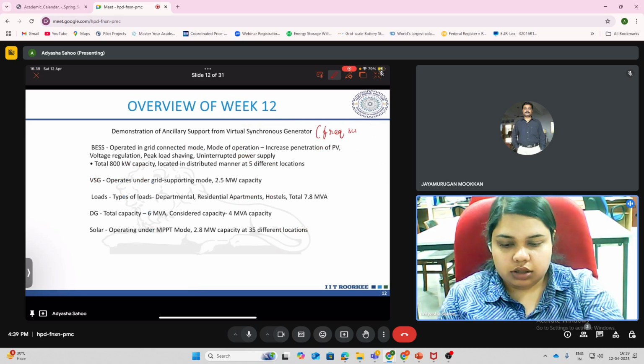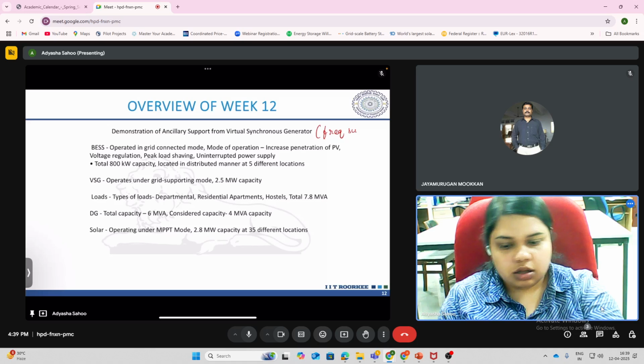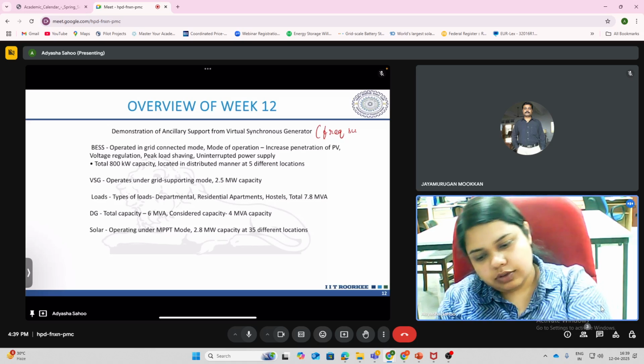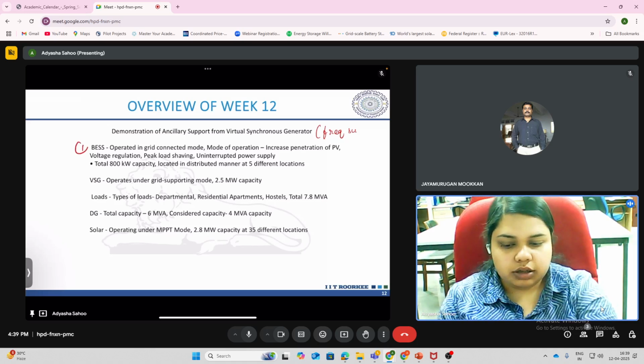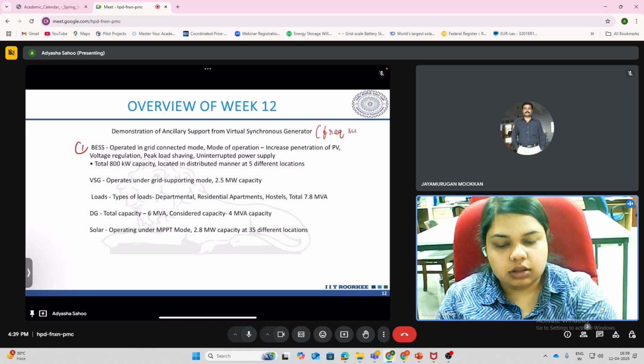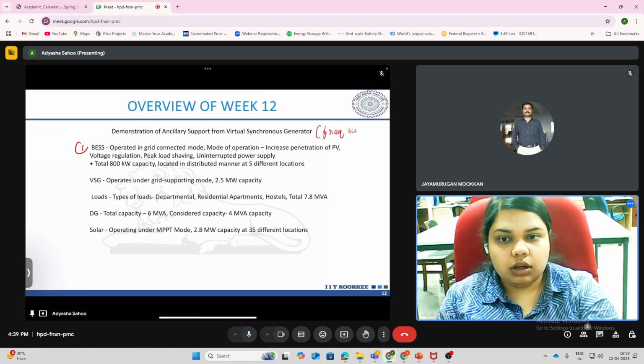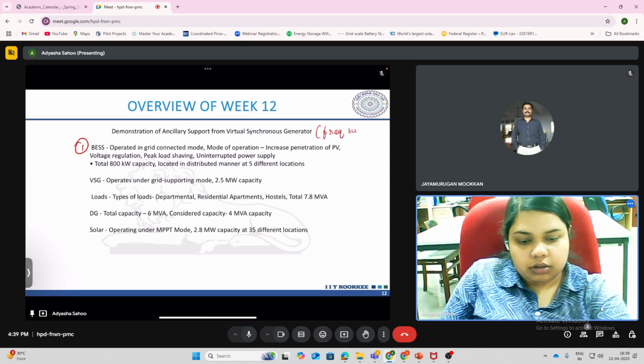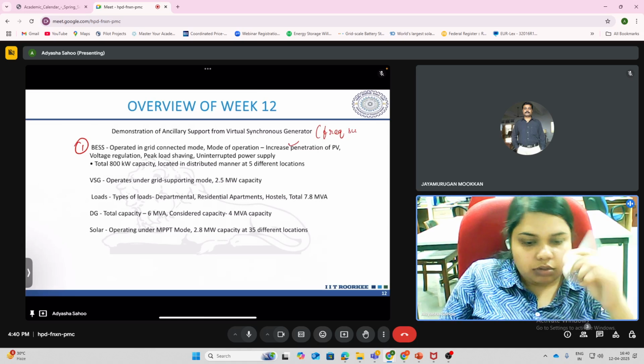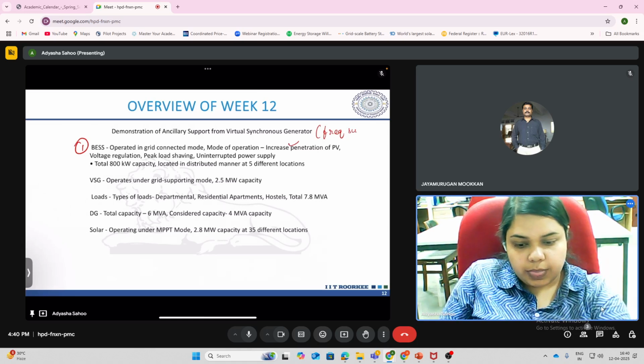So the components that are used in this setup: first is the BESS, a battery energy storage system that is connected in the grid connected mode. And what it can help in is the increased addition of the PV by handling their intermittencies. We can add more PV sources to the system. Then it will in turn help in voltage regulation.